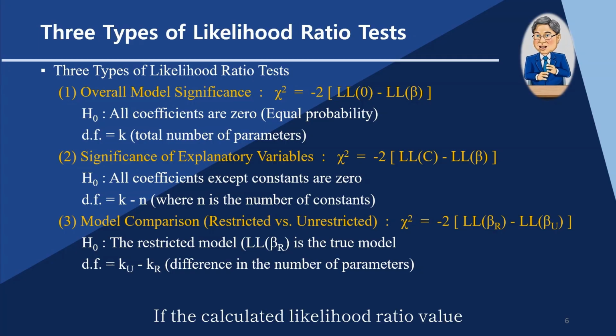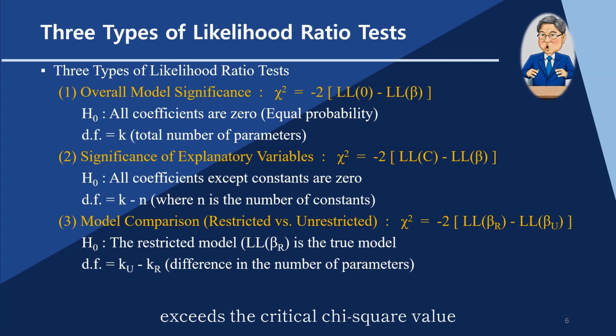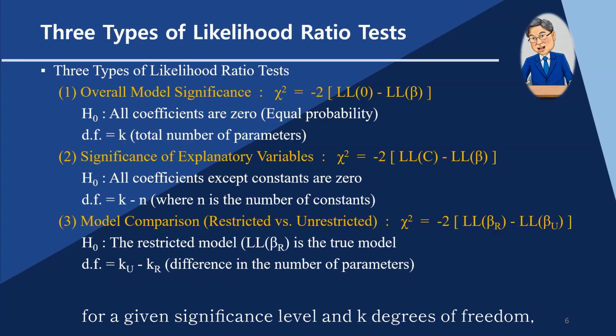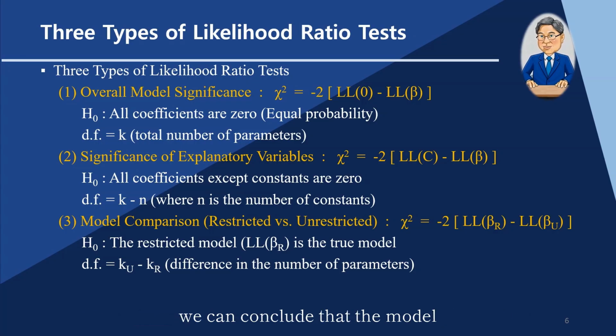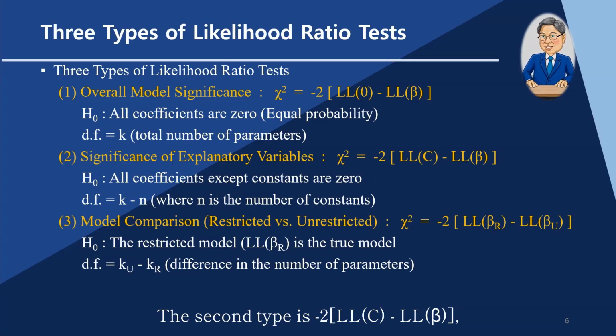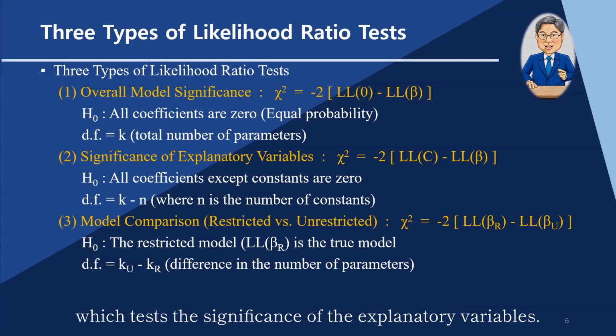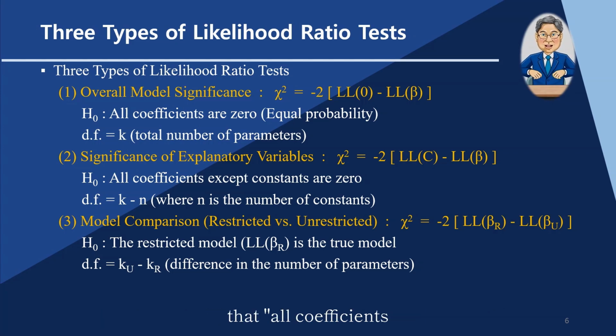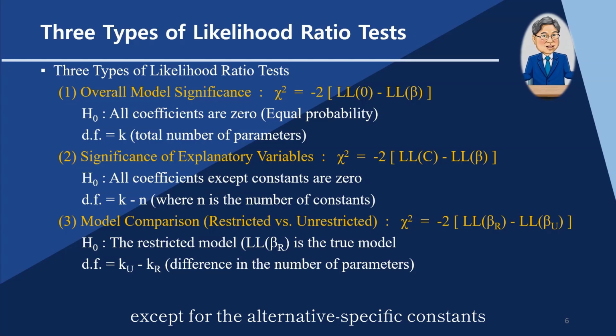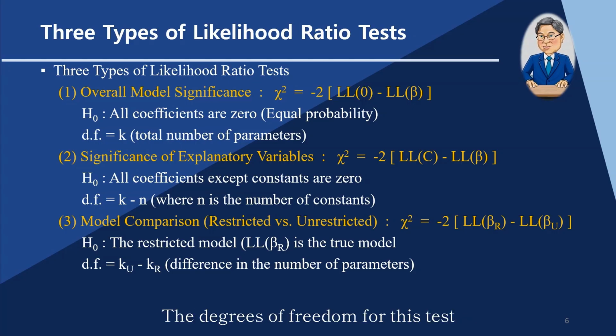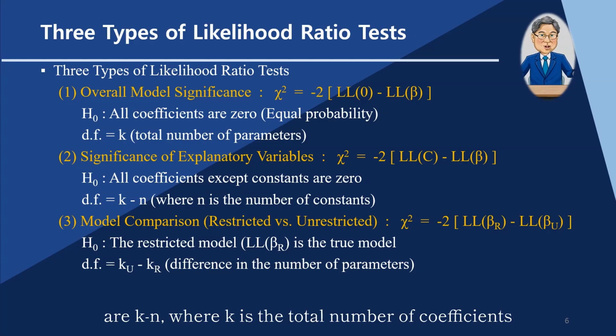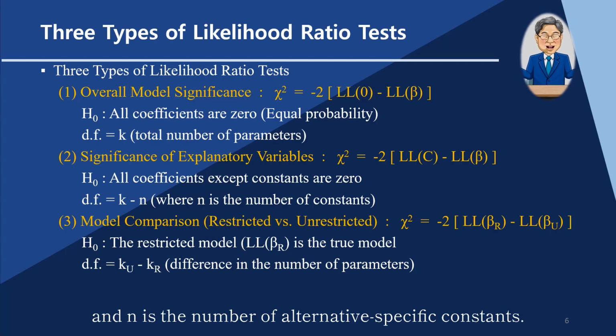If the calculated likelihood ratio value exceeds the critical chi-square value for a given significance level and k degrees of freedom, we can conclude that the model is statistically significant as a whole. The second type is -2 times LL of C minus LL of beta, which tests the significance of the explanatory variables. This tests the hypothesis that all coefficients except for the alternative specific constants are 0. The degrees of freedom for this test is k minus n, where k is the total number of coefficients and n is the number of alternative specific constants.